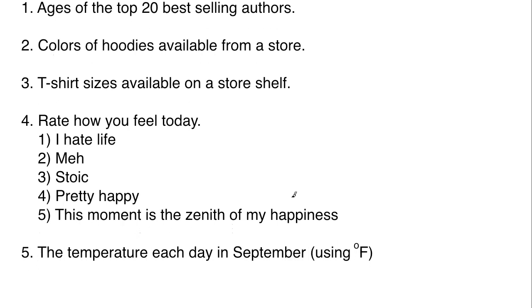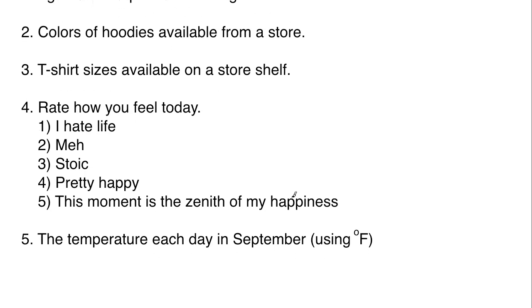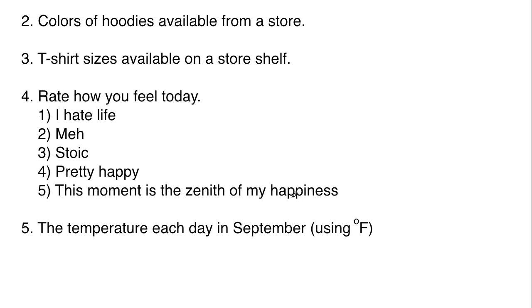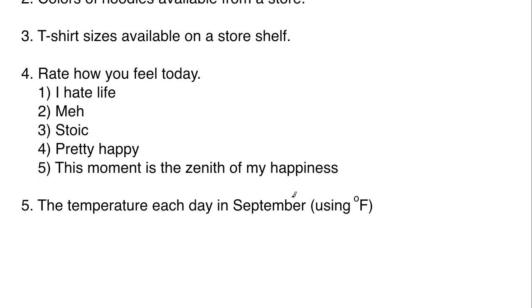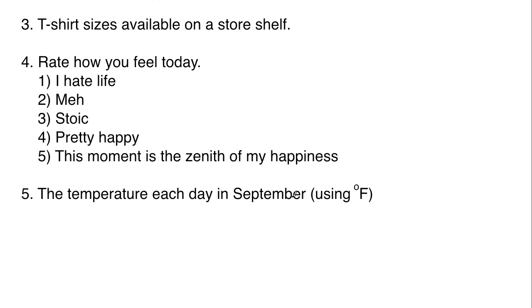Number 4, rate how you feel today, and you see several options. 1, I hate my life. 2, meh. 3, stoic. Stoic means indifferent or don't really care. Okay. 4, pretty happy. And 5, this moment is the zenith of my happiness, meaning I can't get happier than this moment right now. And then number 5, the temperature each day in September, and let's use Fahrenheit to measure that particular temperature reading for all of the days in September.